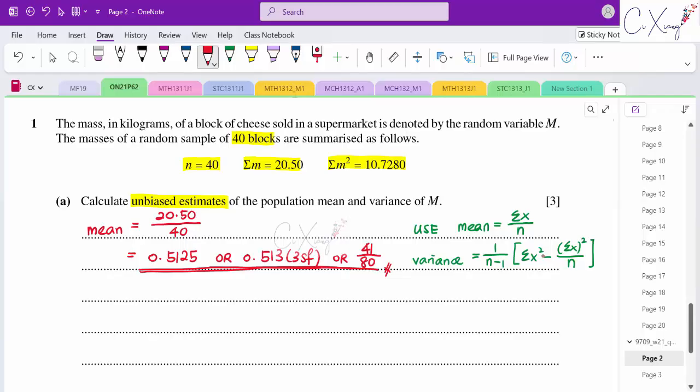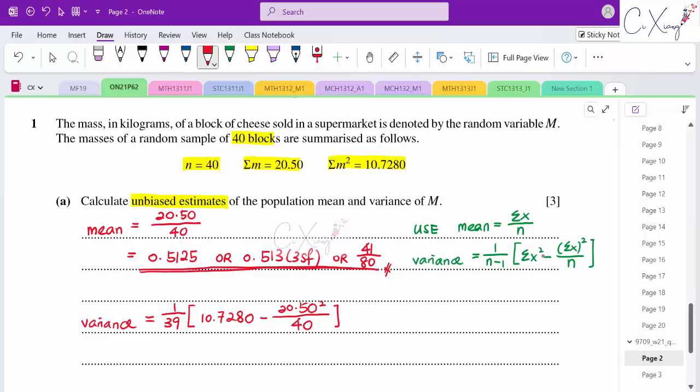Just apply the formula. Then let's look at the variance. If I want to estimate the population variance, the formula is as shown here: 1 divided by n minus 1. What do I have here? It should be 39, right? 40 minus 1. Summation of x squared, I'm applying summation of m squared here, minus summation of x, then you square it. So I square the 20.5, that is 20.5 squared, and then divide by the sample size 40.